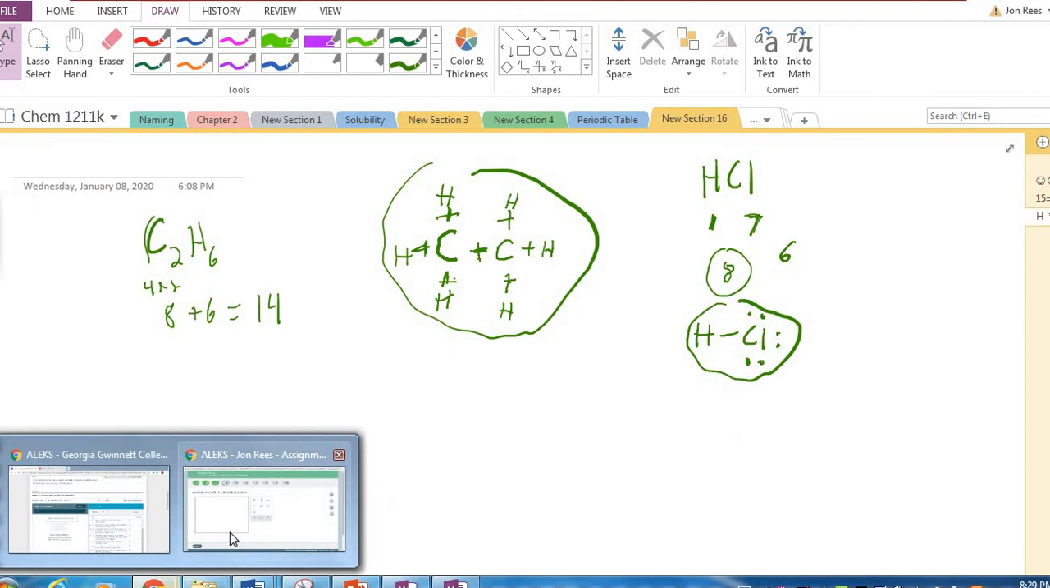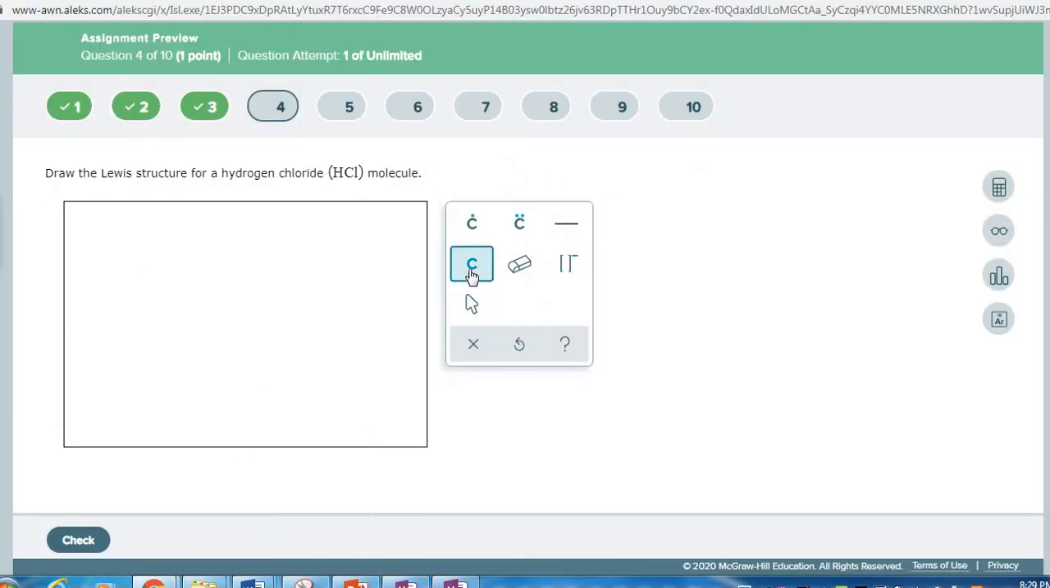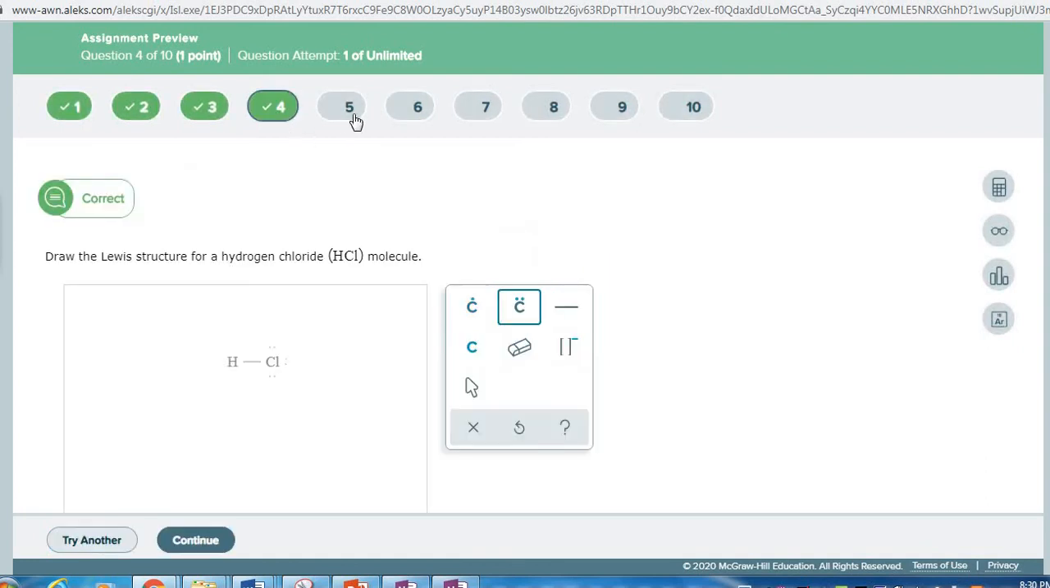And let's just go ahead and throw that into Alex here just to show you how I do it. There's going to be an H, add the bond. There's then going to be the Cl, and then we'll go ahead and take care of those lone pairs right there, and right there, and that should do it. We can go ahead and click check, and that should be a correct Lewis dot structure.